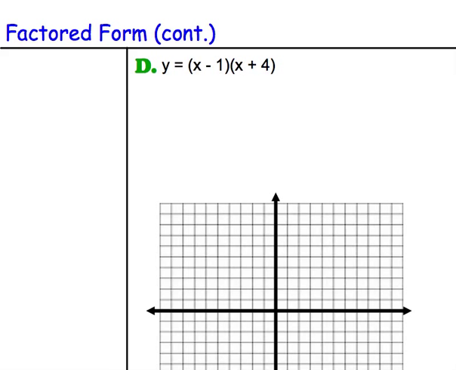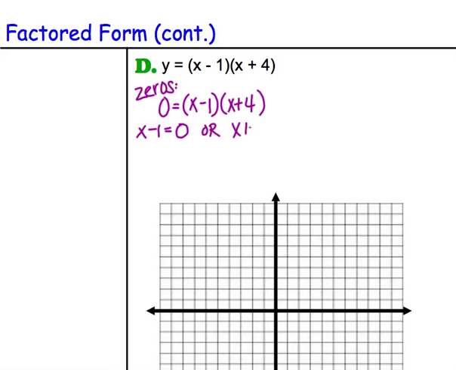Alright, so first we start off by finding our zeros. And so our zeros, we will put 0 in for y, x minus 1 times x plus 4. So that means that x minus 1 equals 0, or x plus 4 equals 0. Solving for x, we get x equals 1, and x equals negative 4. Ordered pairs, that means, are going to be 1, 0, and negative 4, 0 for our zeros.